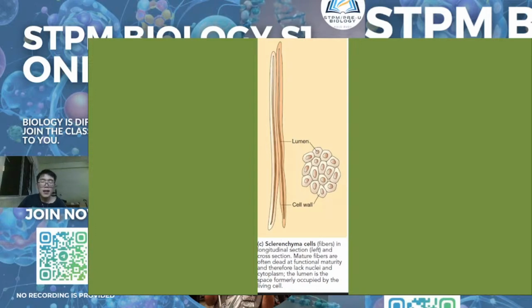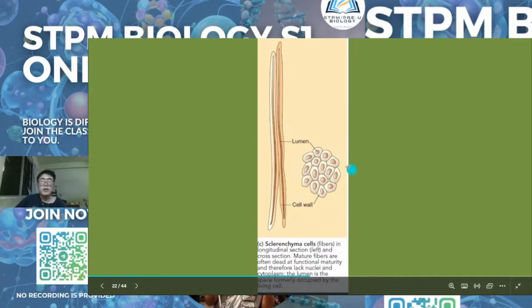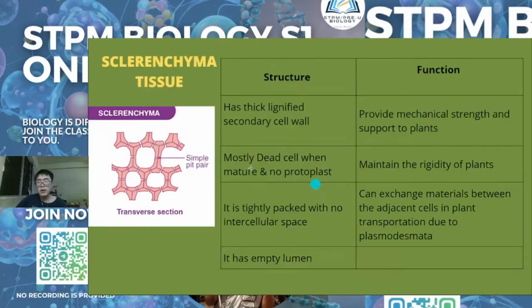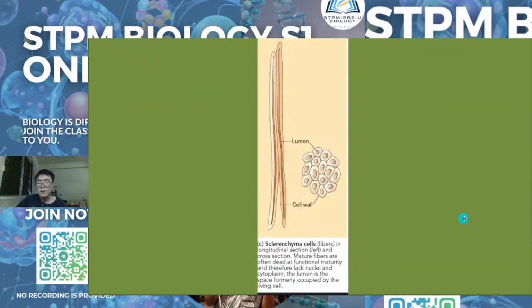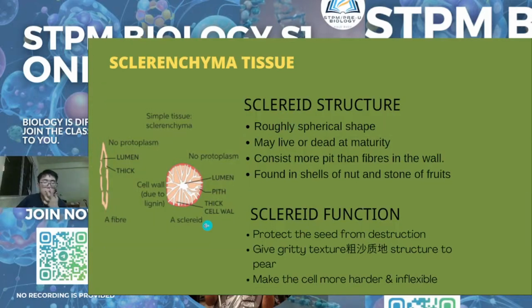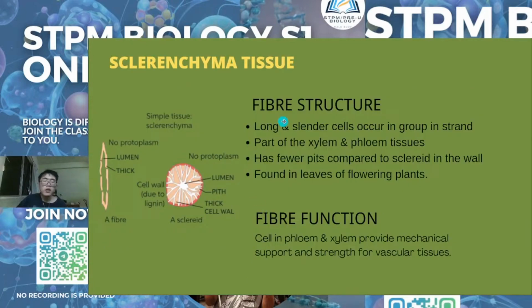Okay, so normally sclerenchyma tissue contains two types: either fiber or sclereid. The long ones, in longitudinal cross section, are the fiber. This one that you see here we call the sclereid. Okay, so what is the function of the fiber? Not trachea, sclereid, sorry.